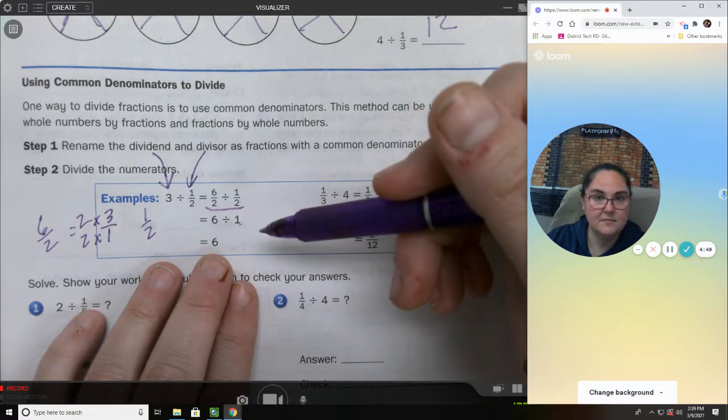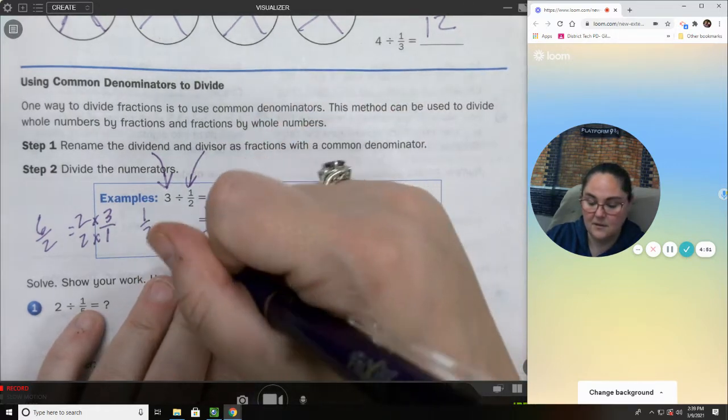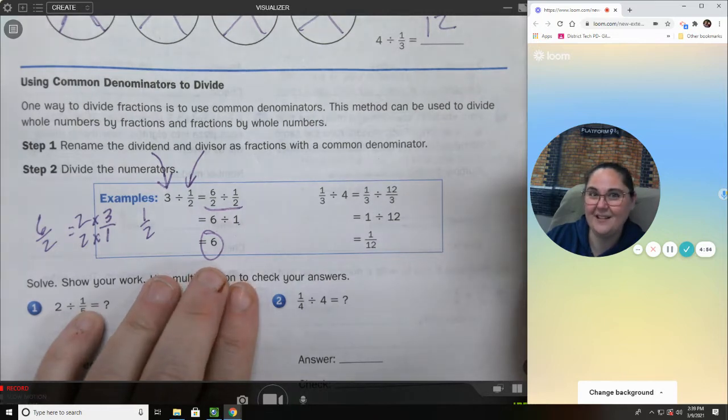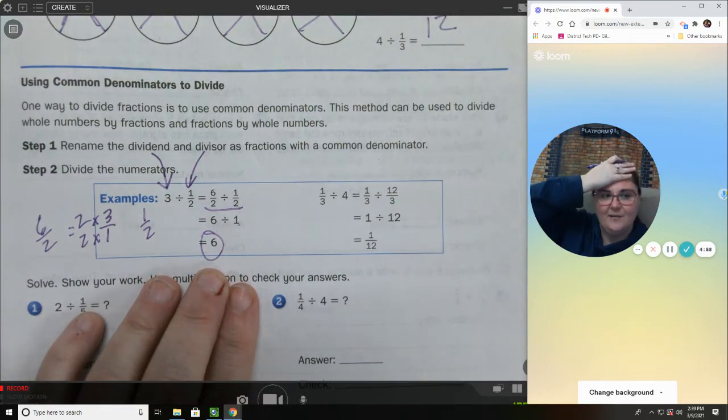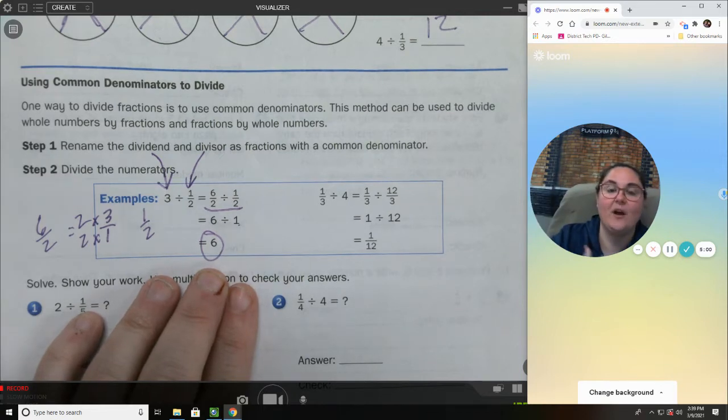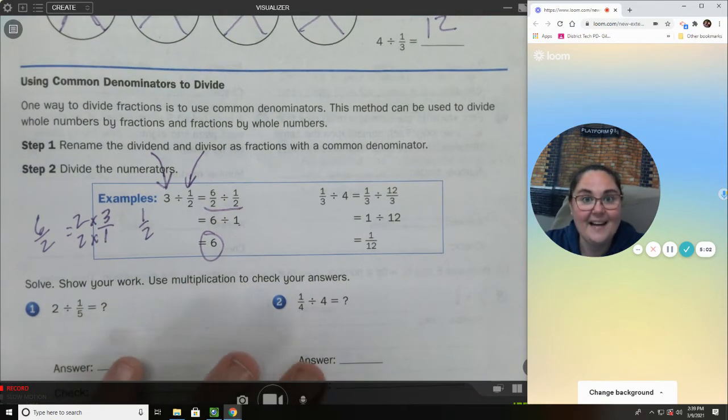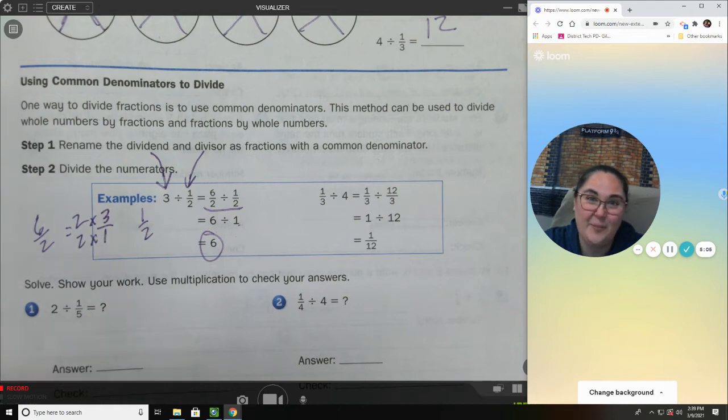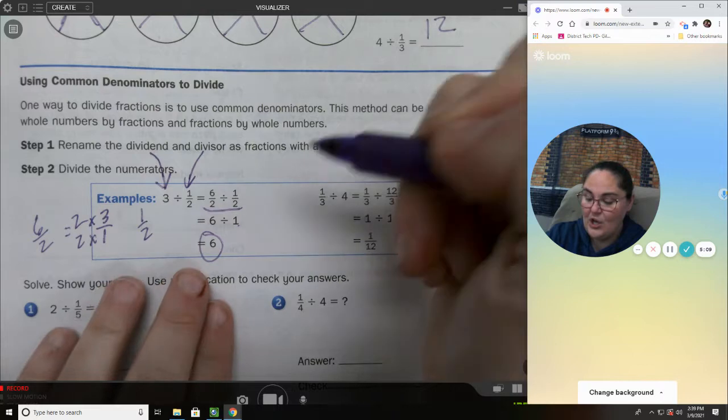6. So that's your answer. See how this can be a little easier? Now, it's a little harder to think about. So we're going to do a couple practices today. We are going to work through this together, but it could be a little bit easier. So let's do the next one.